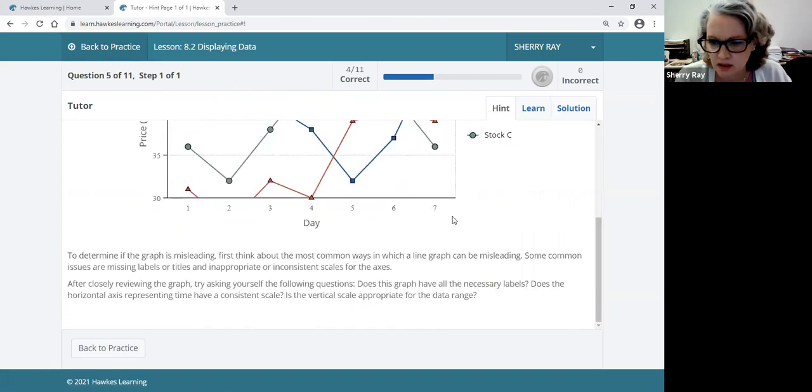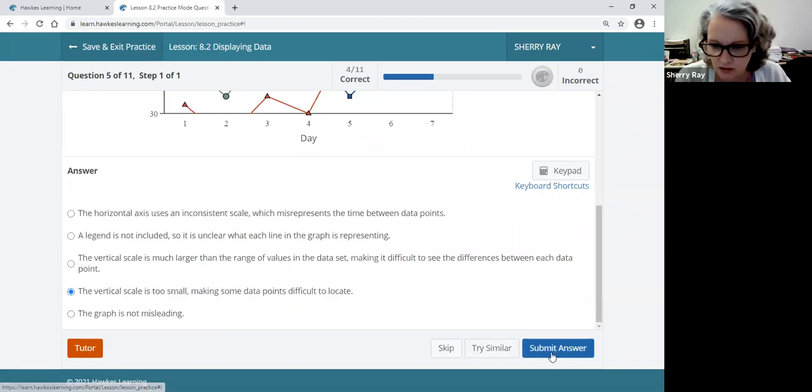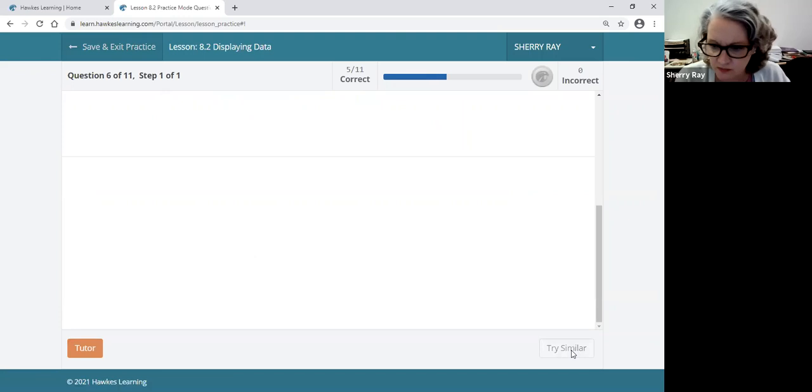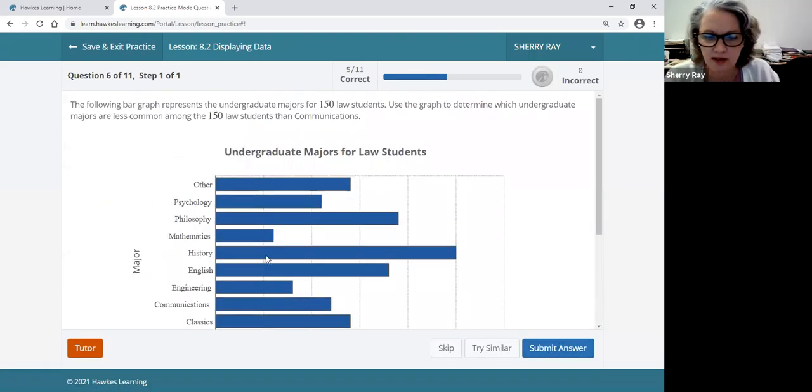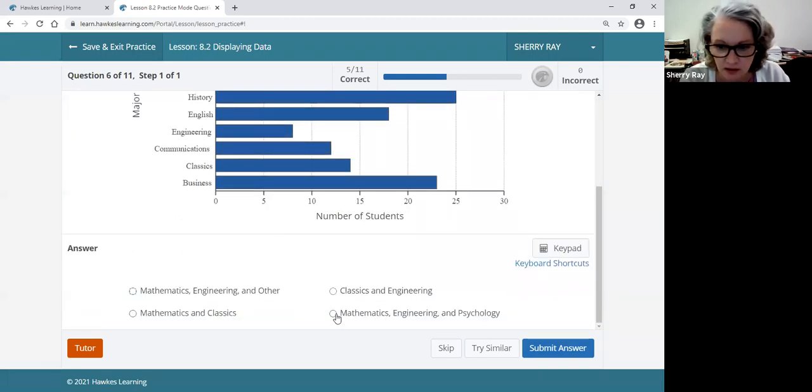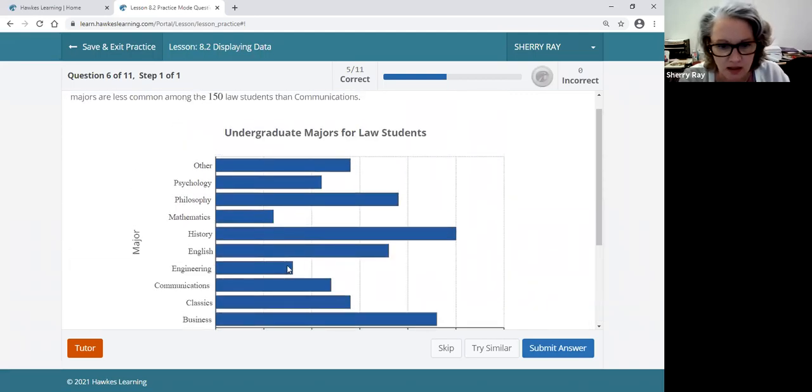On our next one. All right, next one. In this one, we have a bar chart, 150 students. Our law students use the graph to determine which undergraduate majors are less common among the law students. So less common would be the shorter bars. That looks like mathematics and engineering. And what's the other? Mathematics, engineering, and not psychology. Yep, maybe.